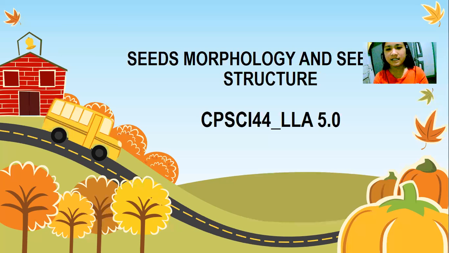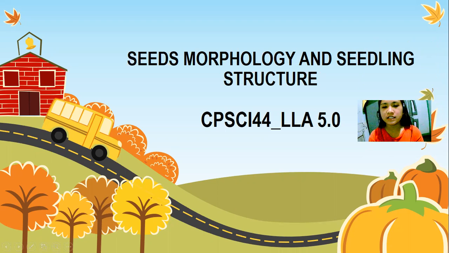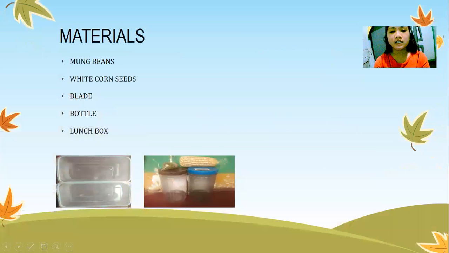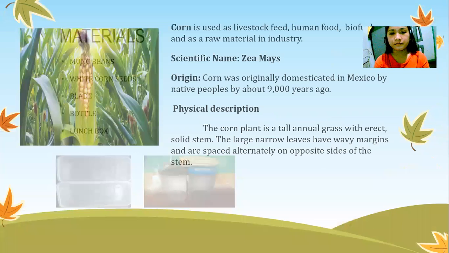Hello everyone, I am Yasmina Paradera, and today I will be discussing the seed's morphology and seedling structure. The materials that I use are mung beans, white corn seeds, blade, bottle, and lunchbox.